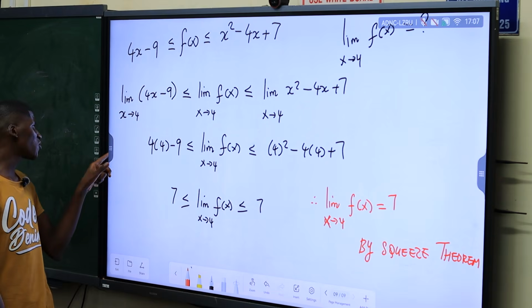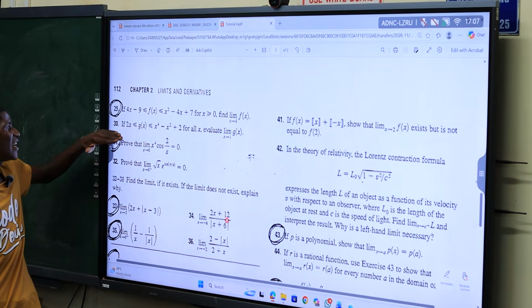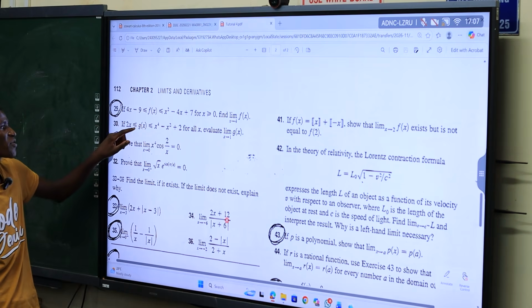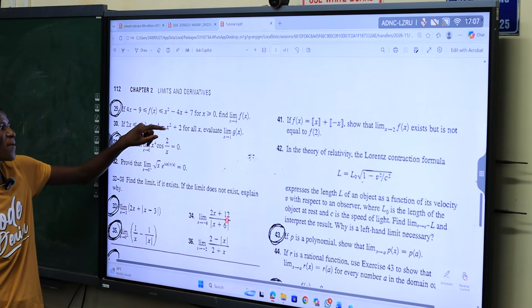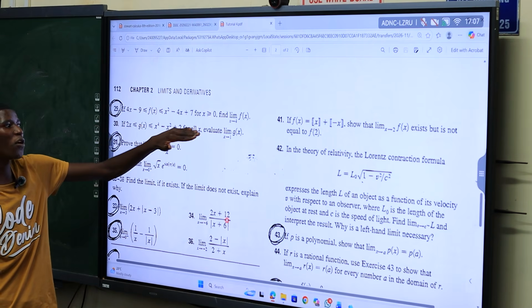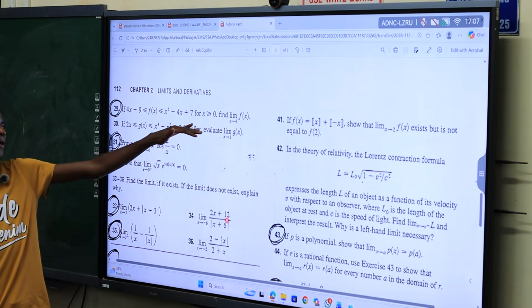So it's your task to do the other one, the next one. I'm sure this is the first one you have done. The next one: if 2x is less than or equal to g of x, and g of x is less than or equal to x to the power 4 minus x squared plus 2, for all values of x, evaluate this limit. Go and do number 8.